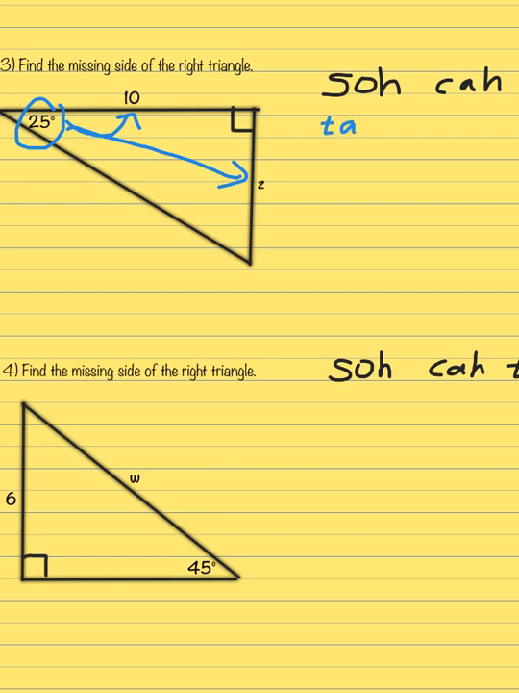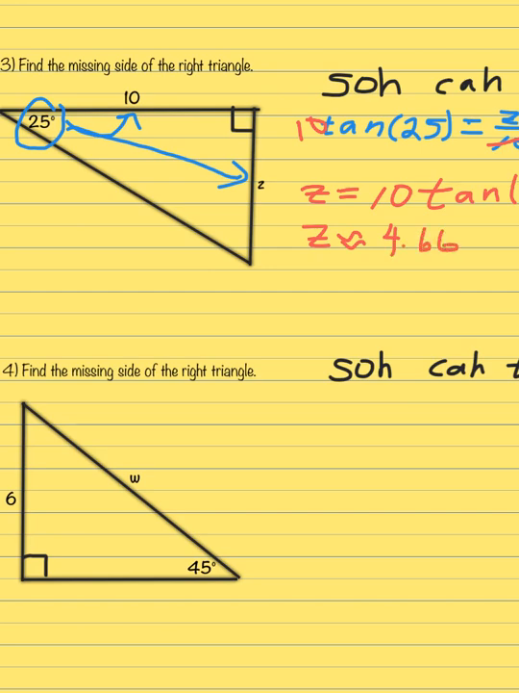So tangent of my angle measure equals the opposite side, which is the z, divided by the adjacent side, which is the 10. And now we can solve by multiplying by our denominator. And we get z equals 10 times the tangent of 25. Then when you type it into your calculator, you would get z is approximately equal to 4.66.